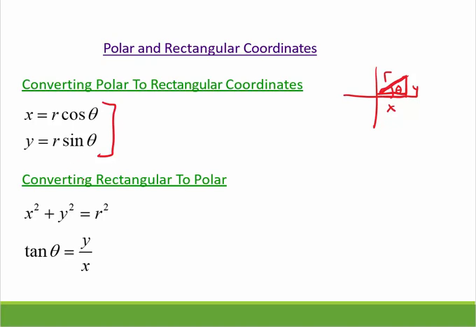Converting rectangular to polar, hopefully you recognize right away that this is a right triangle. And then the tangent is y over x. And we're going to be using, remember, inverse tangent to solve for our actual angle theta.